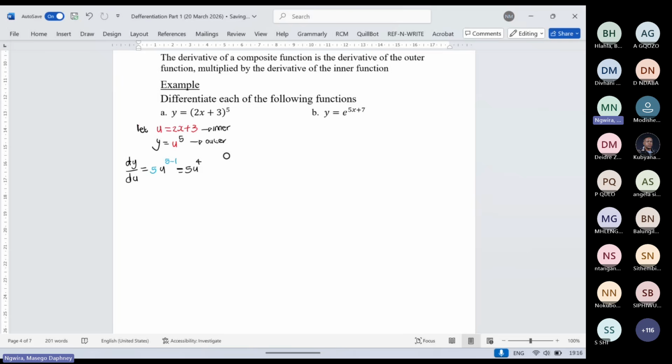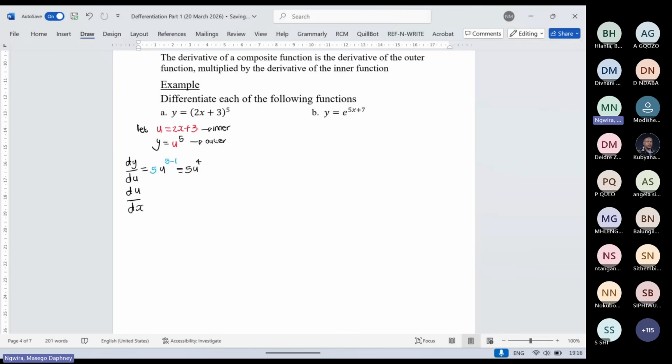And then now I'm going to differentiate the inner. I was differentiating the outer, and now I'm going to differentiate the inner. This is the outer, this is the inner. The left-hand side is not that important. I'm interested in you differentiating. So I'm going to differentiate the inner now, which is 2x plus 3. So this will be the derivative of u with respect to x, because my variable is x. That's what it means.